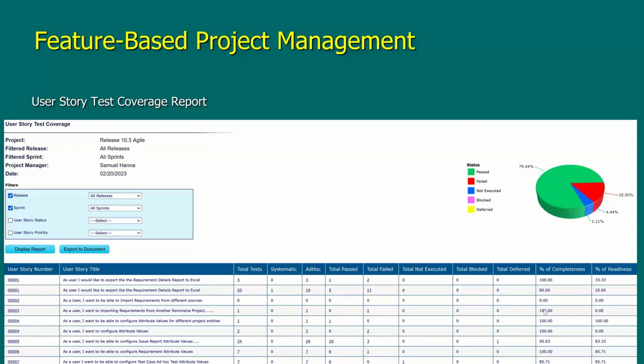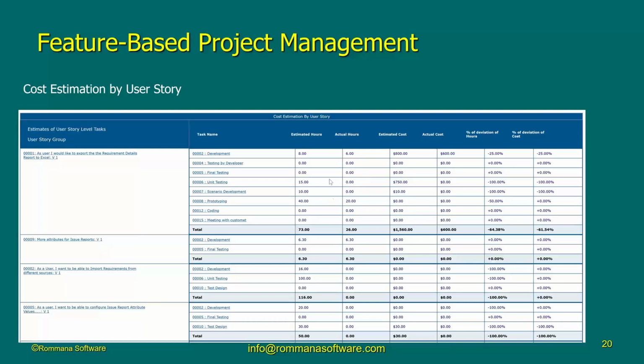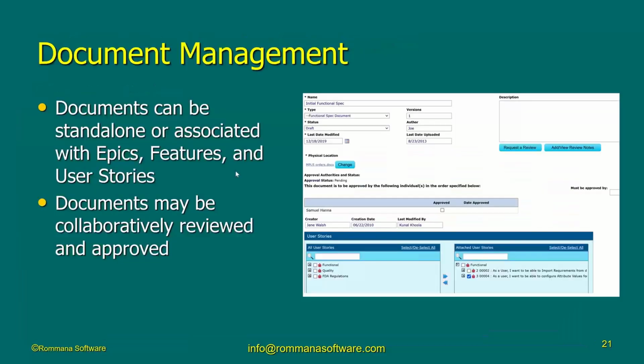So you can see a lot of 100% here. Even if this user story is only 33% pass, because of the 33% ready, it's 100% complete because we executed all the test cases. All right. There's so much detail in this report. More reports show you the cost estimation by user story.